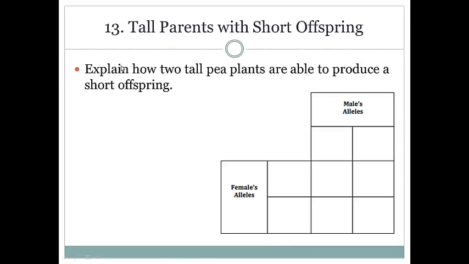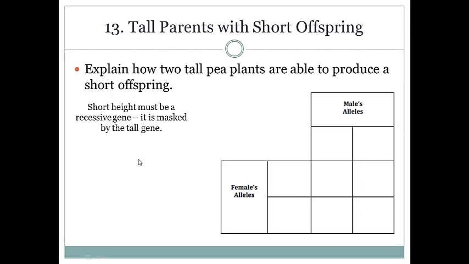So next question is asking us to explain how 2 tall pea plants are able to produce a short offspring. So this is where we're going to need another one of our trusty Punnett squares. On this side we do our female alleles, and on the other side we do the male's alleles, and then the cross goes here in the middle.